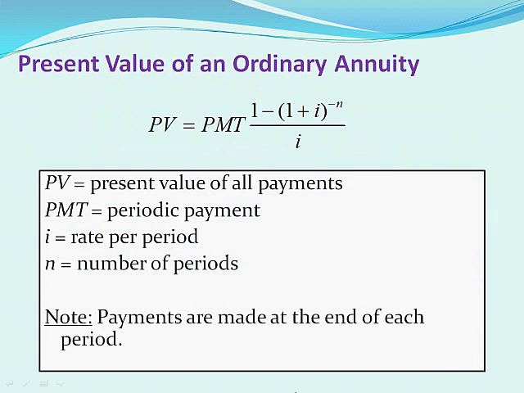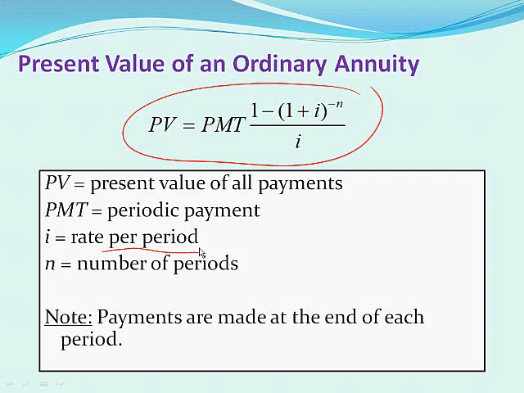Present value of an annuity is calculated using this formula. Present value equals payment multiplied by 1 minus 1 plus i to the power negative n, divided by i. Here i is the interest rate per period. n is the number of periods. You also need to notice that payments are made at the end of each period.